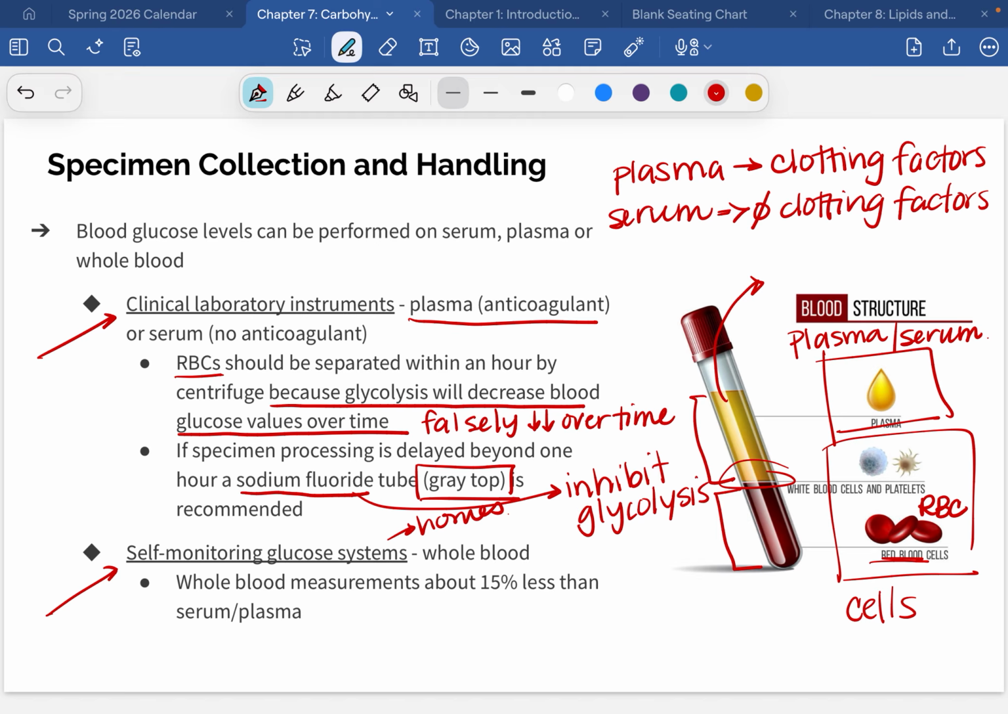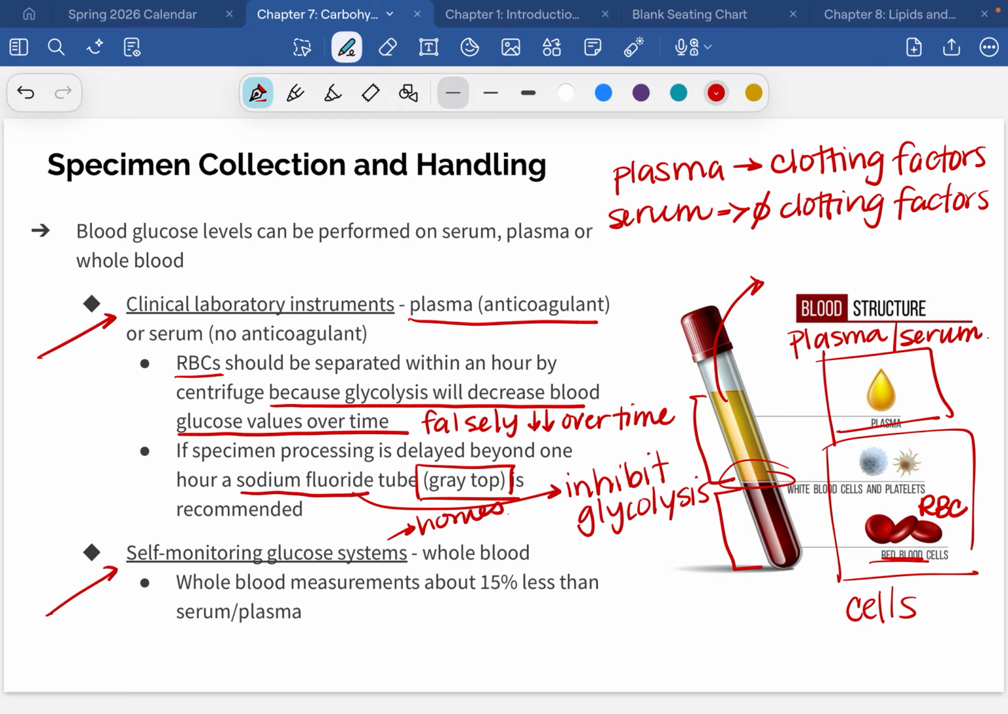Okay, so if testing is going to be delayed by 1 hour, the specimen either needs to be separated, where the plasma and or serum is removed from the red blood cells using a centrifuge, or you can collect in a sodium fluoride or gray top tube, which will stop glycolysis.